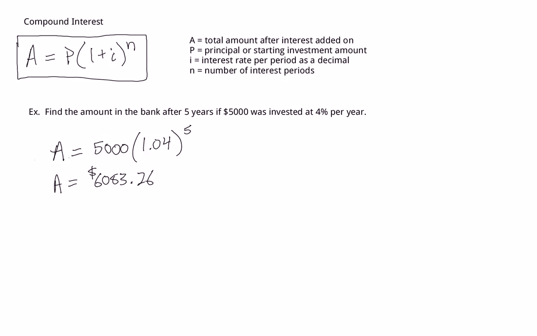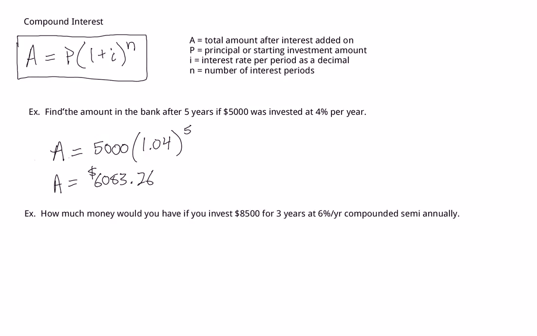So let's try one more. This question, we've got $8,500 we're going to put in the bank for 3 years at 6% per year. But what changes with this question is that the interest is going to be compounded semi-annually. Semi-annually means twice a year, halfway through the year, and then once again. So what we have to be careful of is our interest rate. Our interest rate is 6% per year, but if semi-annually is 2 times per year, that means we actually have to divide the 6% by 2. So we only get 3% for the half a year and then the other 3% for the other half.